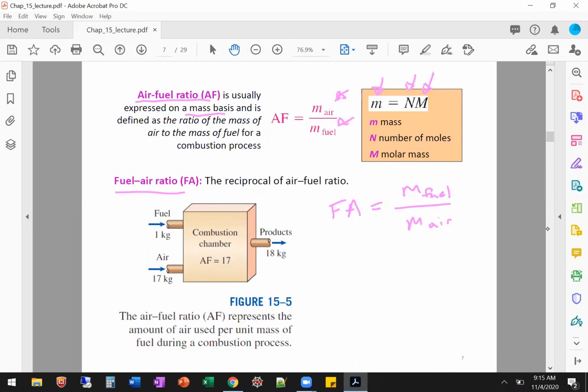All right, so if we look here, we have our reactants on the left and our products on the right. In our fuel to air ratio, it's showing 1 kilogram of fuel and 17 kilograms of air. So our air to fuel ratio will just be 17 kilograms of air over 1 kilogram of fuel.